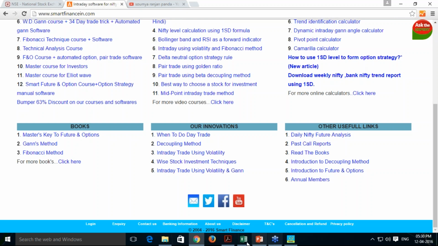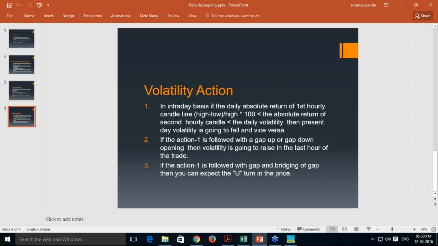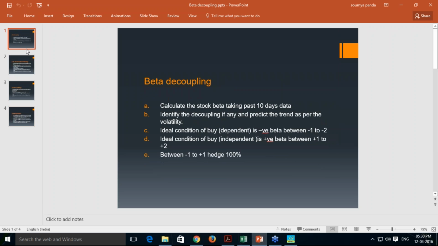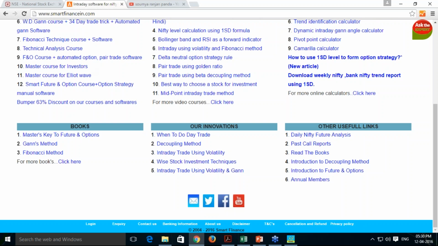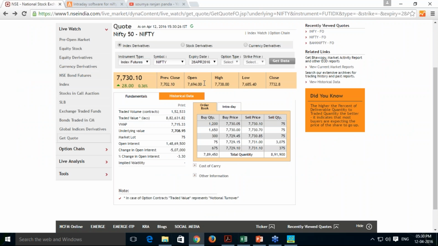So today you are going to learn a fantastic technique called the beta decoupling technique. This is a pair trading technique, and you are going to learn it today. Before I start this particular event, I want to draw your attention to specific facts.